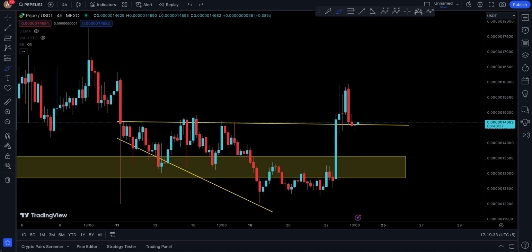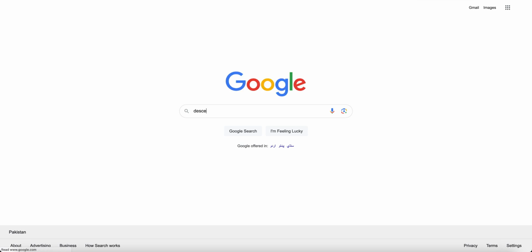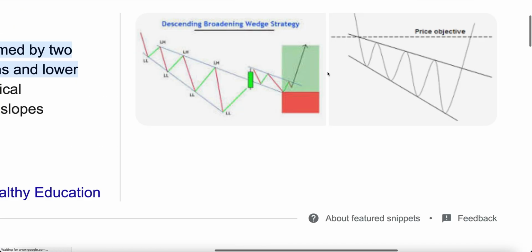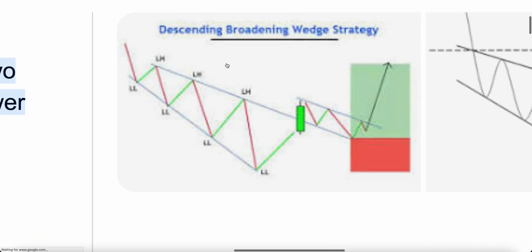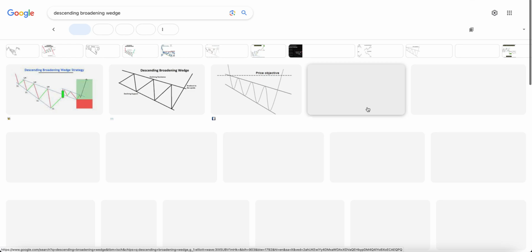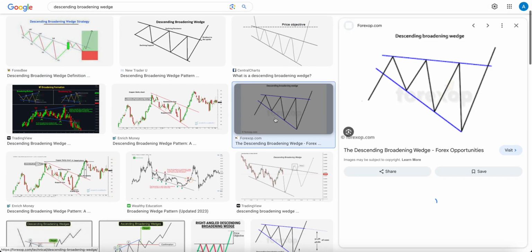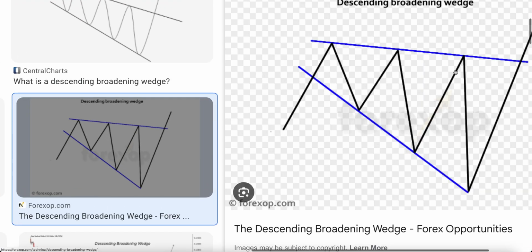What I can do is just do a quick Google for you and show you the descending broadening wedge here, and you can see that this is how things look on Google. So you have lower highs, lower lows, lower highs, and then you move down like this. I don't know if this image is very clear. I'm just going to show you one of the images that can be much more visible. This one, perhaps. This is how the descending broadening wedge looks.